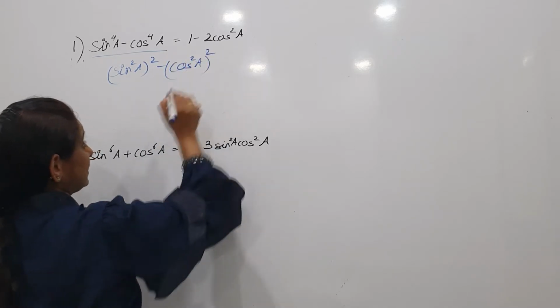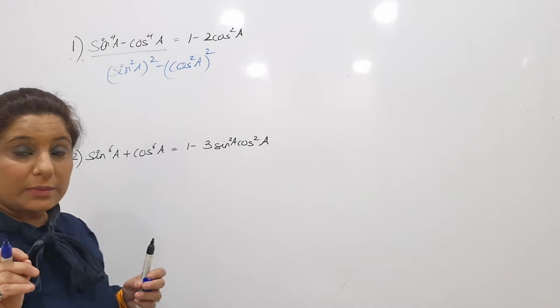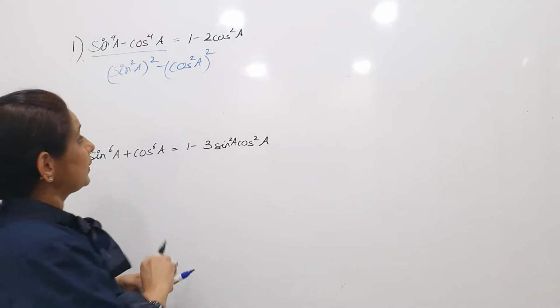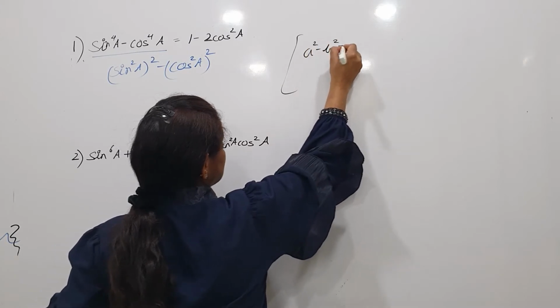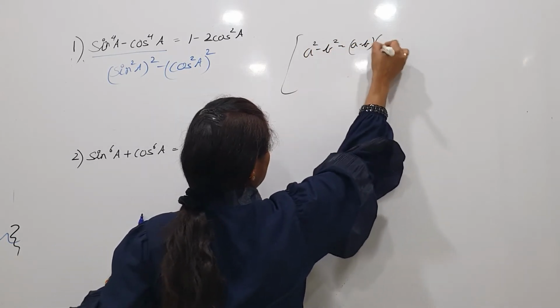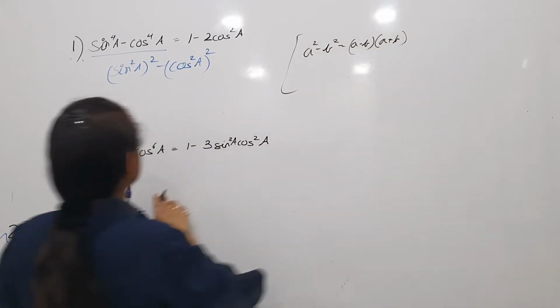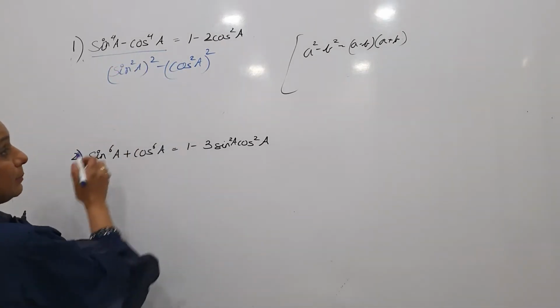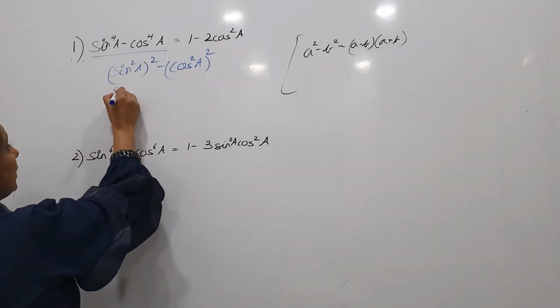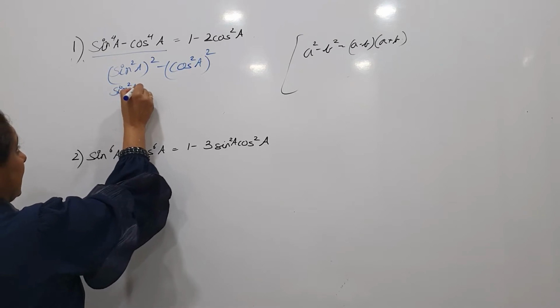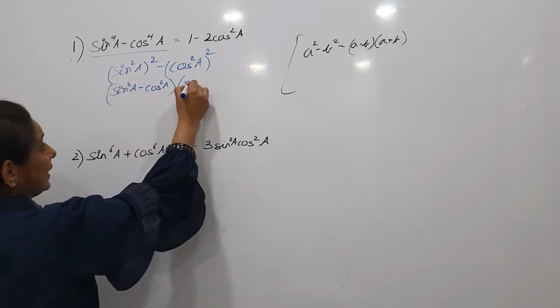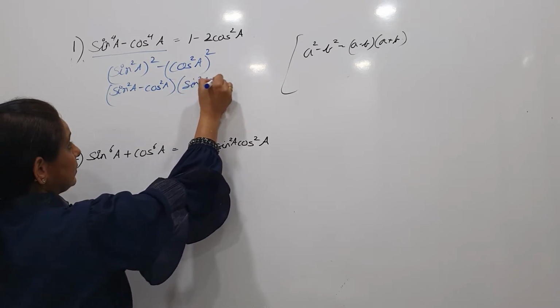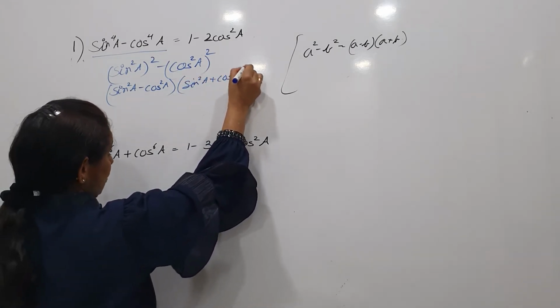So a² − b² is equal to (a − b) into (a + b). So let's convert this into a − b and a + b. So it will be (sin²a − cos²a) multiplied by (sin²a + cos²a).